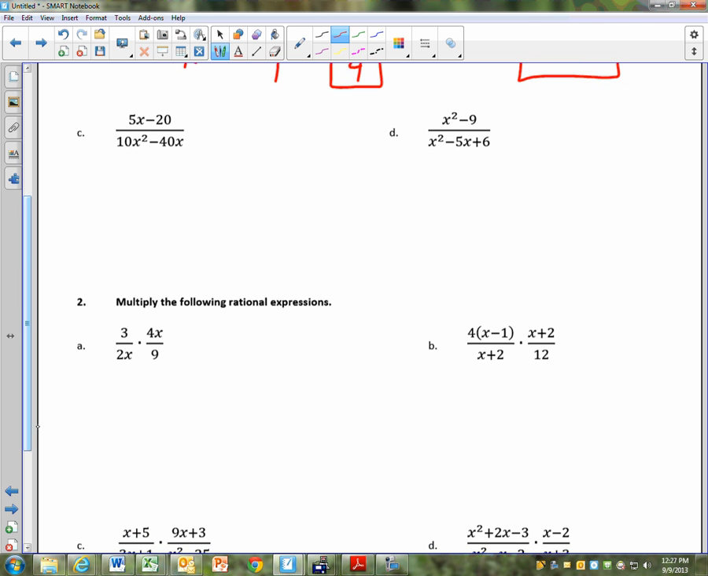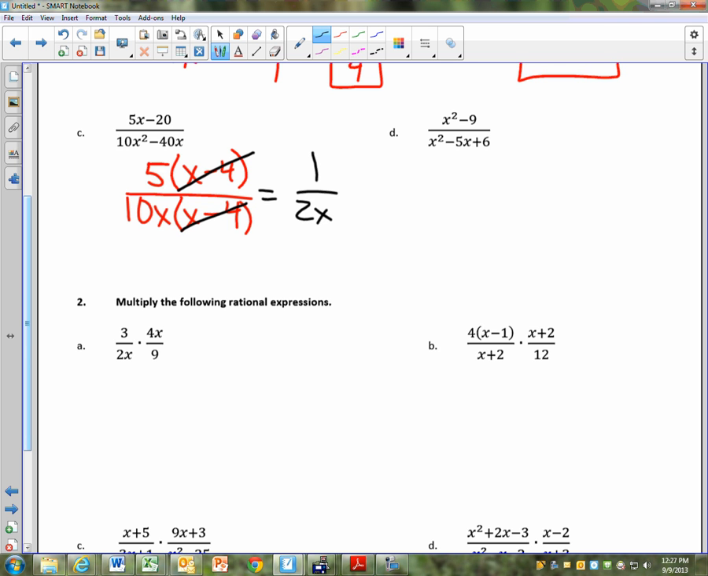For a problem like C, what do I have to do first? How do I create parentheses? What do I do? Starts with an F, rhymes with actor, factor. Very good. So if we take out a 5 out of the top, what are you left with? X minus 4. What common factor can you remove from the bottom? 10x. When you remove a 10x, you're left with? That x minus 4 is good, isn't it? We can now cancel those pieces off. 5 over 10x results in 1 over 2x.